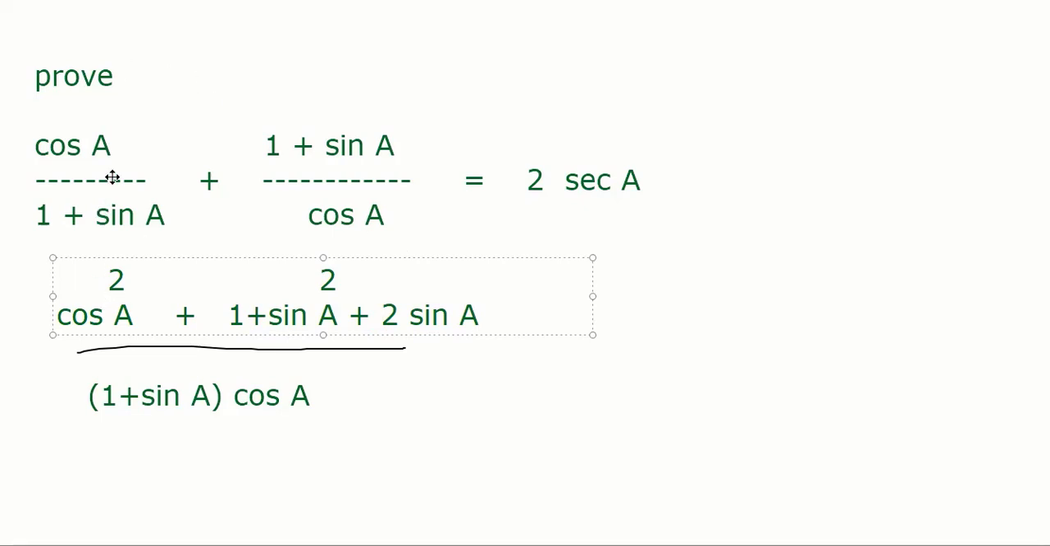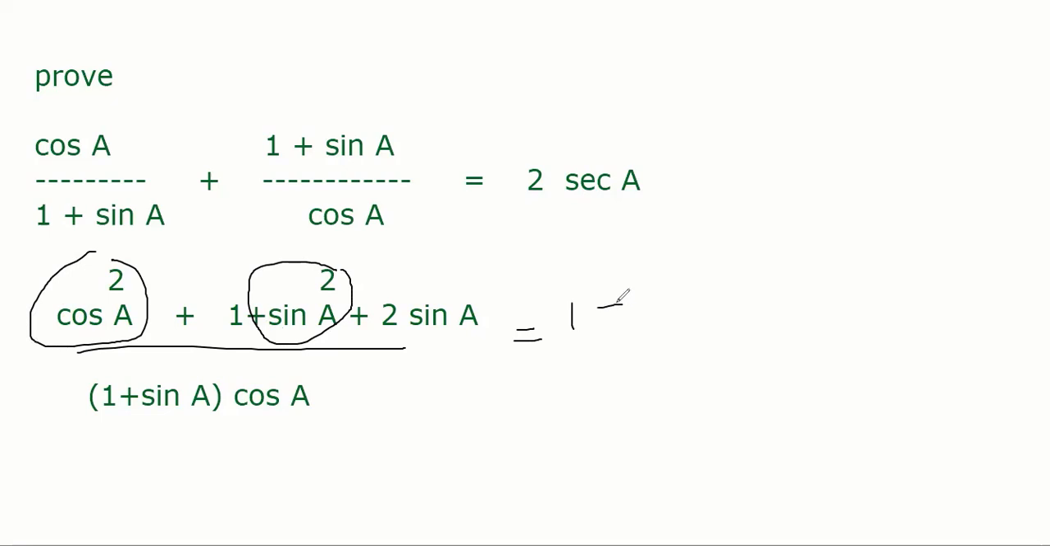Now what identity can we use? What is cos square a plus sin square a? It is 1. So can I remove this and write 1? Yes, sir. So these two together make 1, plus this 1 that I have, plus what else remains? 2 sin a. This is what remains, right everybody?